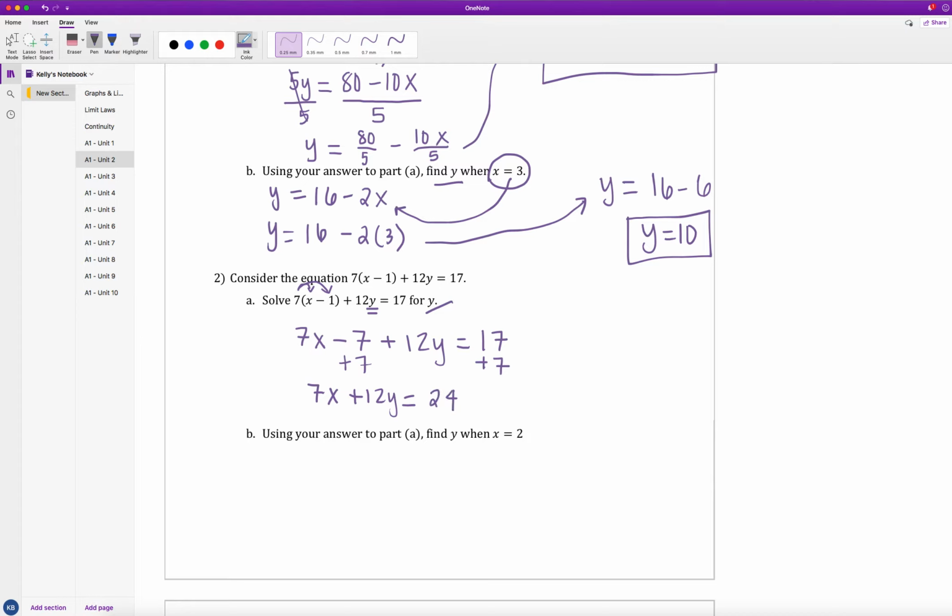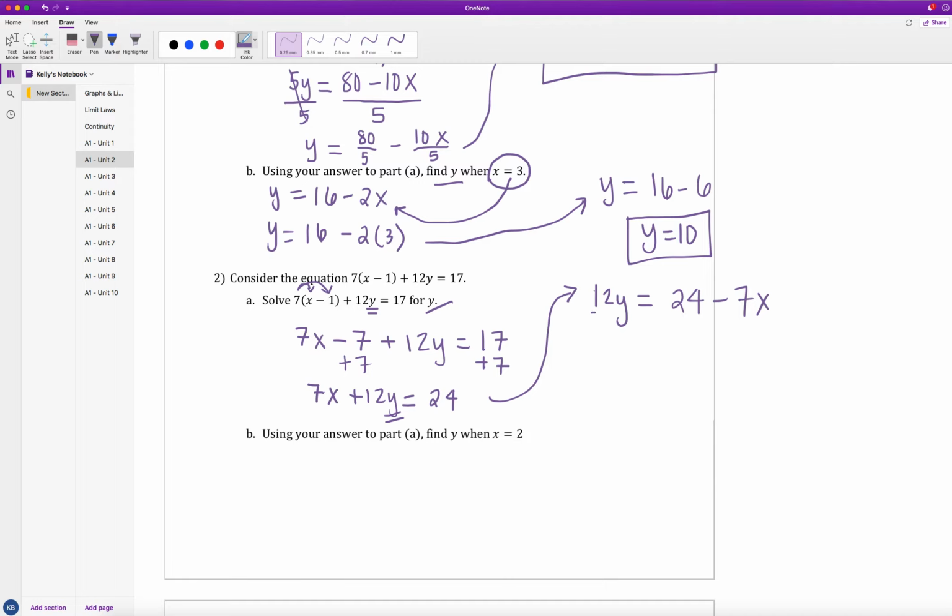Now I want to get rid of the 7x to the other side since I'm trying to isolate the y term, so I'll subtract 7x over. To get us more space, I'm going to write up here. We'll get 12y equals 24 minus 7x, or if you prefer, you could write it as negative 7x plus 24. Either of those will work.